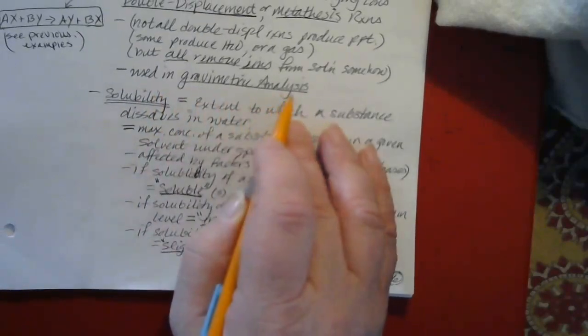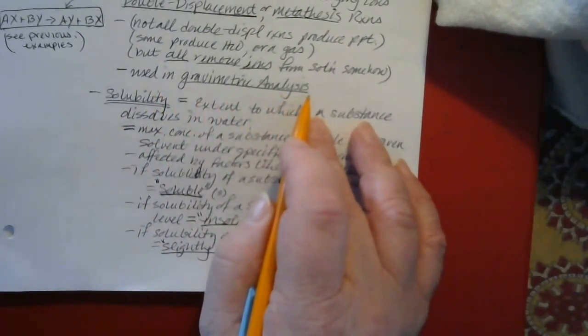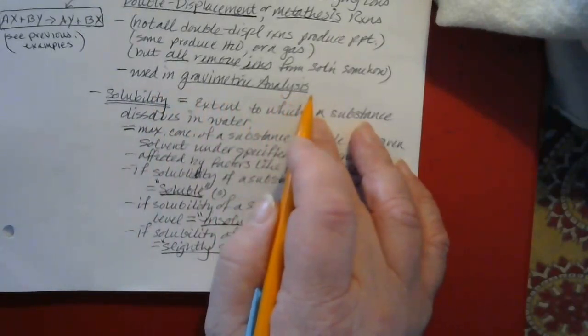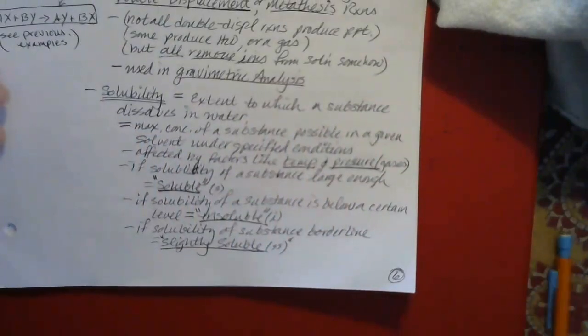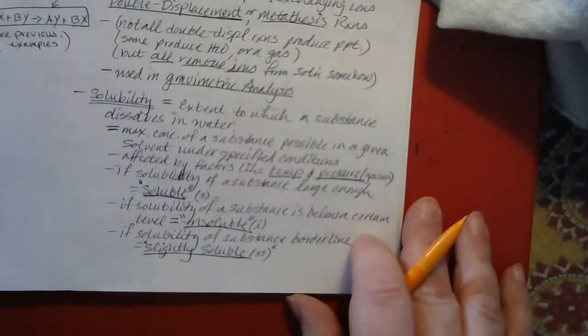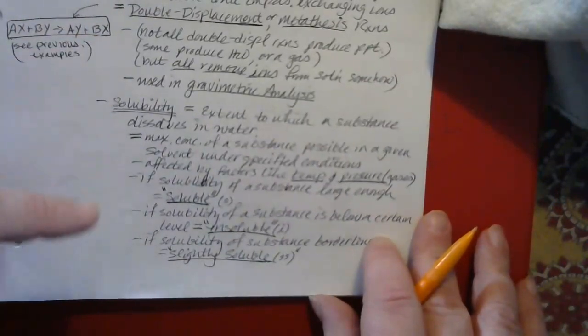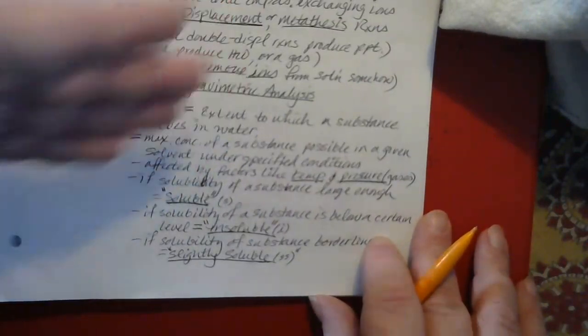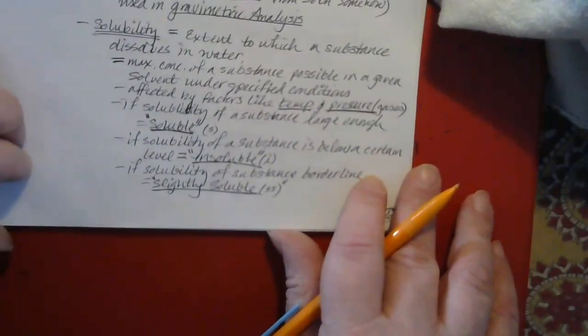And these are used in gravimetric analysis, which we will eventually do in lab. And I believe there are some gravimetric analyses a little later in this chapter also. This brings us to solubility, because in order to tell if you're going to have ions removed from solution as precipitates, you need to know whether the products are soluble in water or not. And that's what solubility is about.